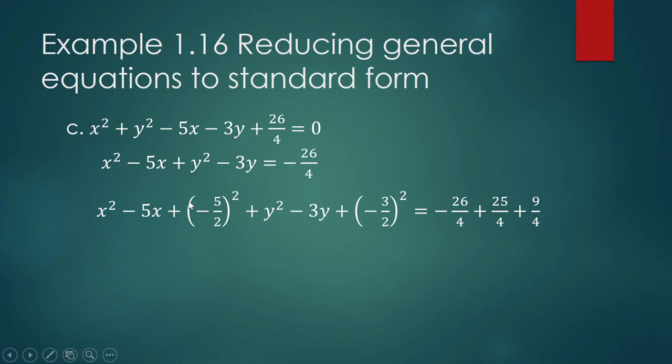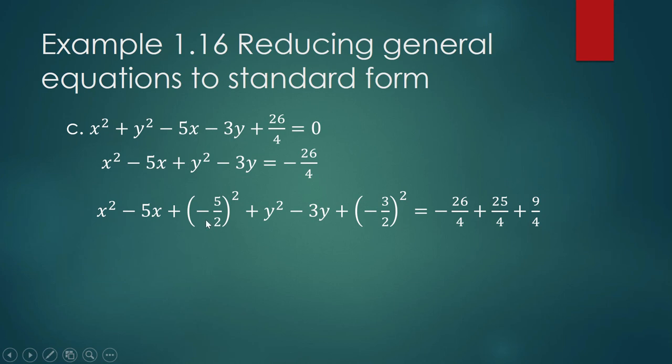Okay, so what is this? This term is equal to 25 over 4. So we must also add 25 over 4 there. The square of that is 9 over 4. That's 3 times 3 over 2 times 2. So this one can now be written as the square of a binomial.